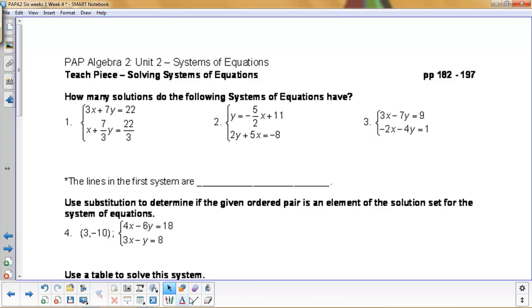Welcome back. Systems of equations, day one. First thing we're going to talk about is determining how many solutions systems have. Well, if we're talking about linear, there's only three possible outcomes. Intersecting, one solution.